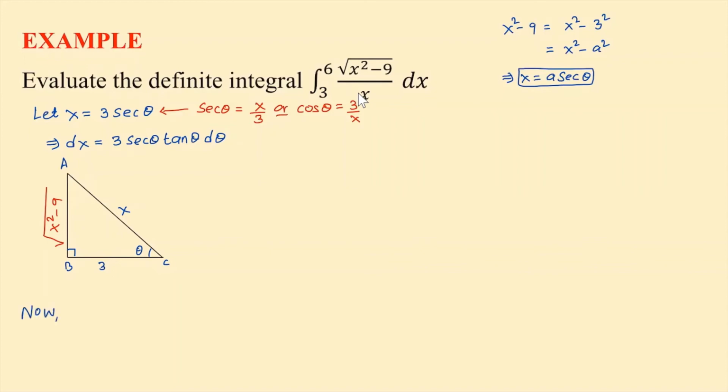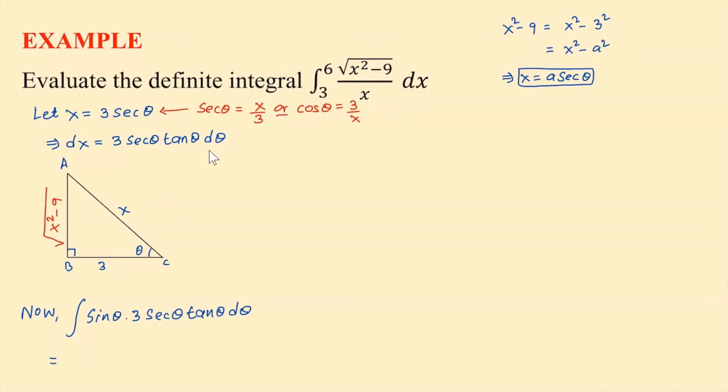Okay, let's make the substitution. We have the integral square root of x squared minus 9 over x, that is this side divided by this one, that is opposite over hypotenuse. And opposite over hypotenuse is sine theta. So that is sine theta. Then we have dx, and dx is 3 secant theta tangent theta d theta.